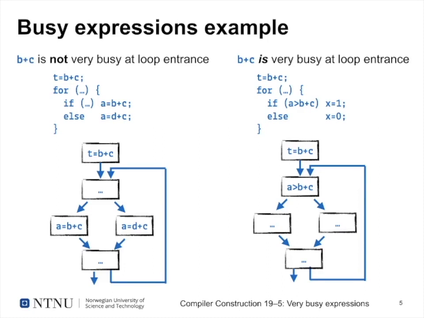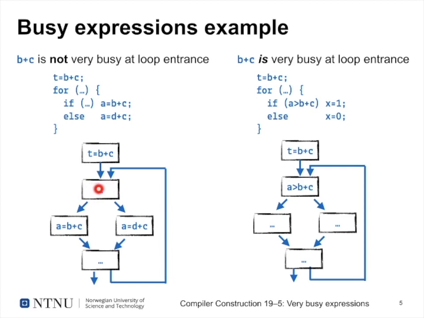So here we have an example for busy expressions. B plus C is not very busy at the loop entrance here, because in this example we have a calculation of B plus C, but for very busy expressions we need to ensure that this expression B plus C is actually evaluated in all of the paths starting from this location in our program. Of course, if we go here, that is some arbitrary expression executing an if, so it switches control flow between the left and the right hand side depending on some condition.